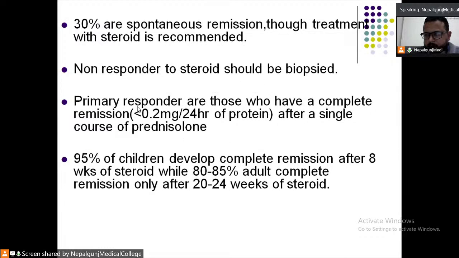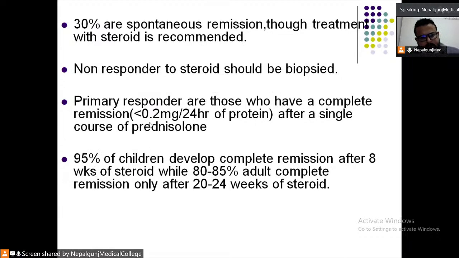Non-responders to steroids should be biopsied. Primary responders are those who have complete remission. Complete remission is defined as less than 0.2 mg of protein per 24 hours after a single course of prednisone.